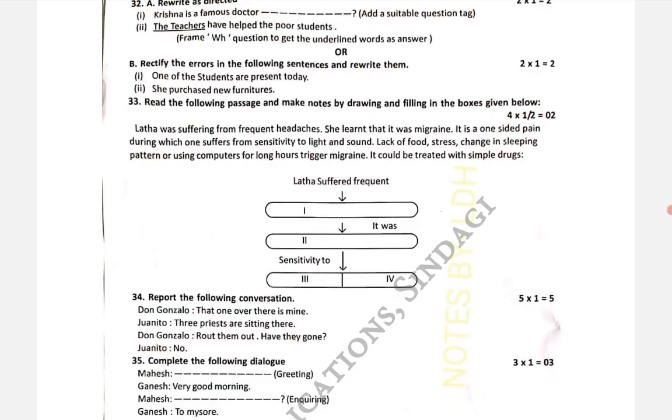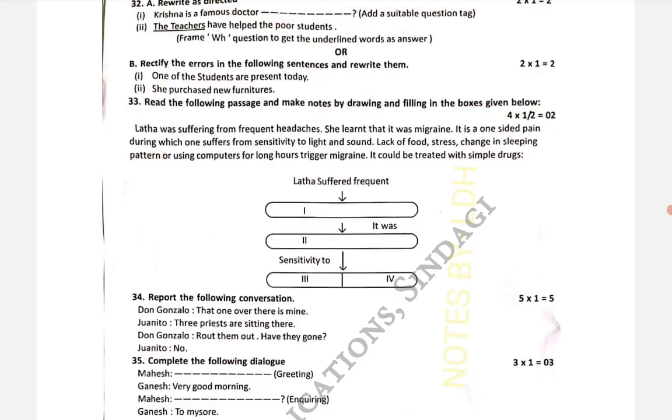You will have options here. These are error identification questions, so again 2 marks. Question number 1 and 2 will be there. One of the students are present today. Wrong. Whenever you have one of the students, there are many students, but among them one of the students is present today. So there is a subject verb agreement error, and you have to add the helping verb is.